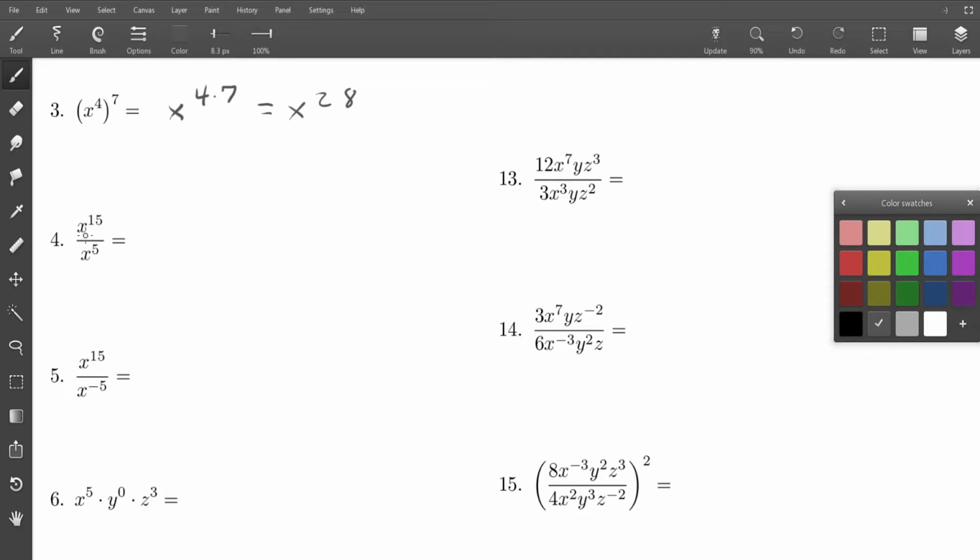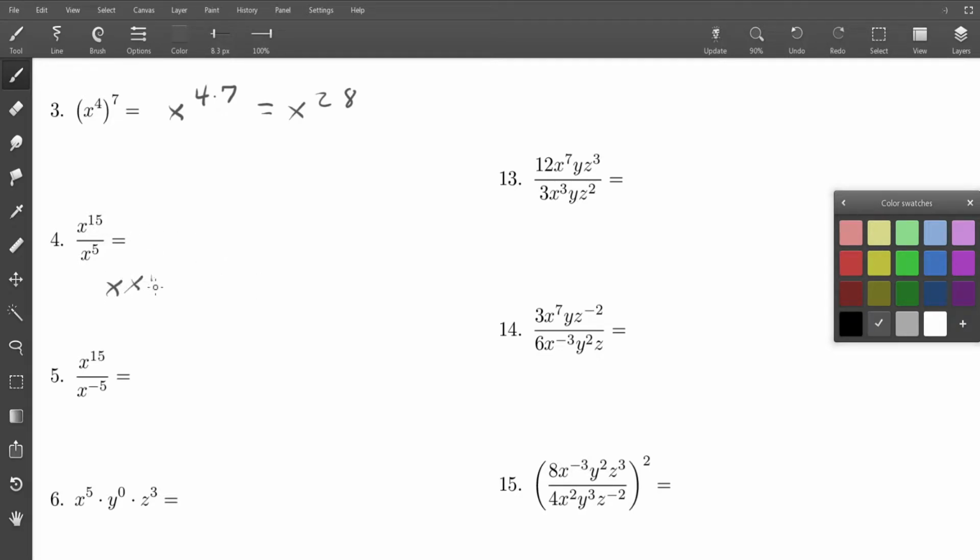Next, we have a division problem. So we have x to the 15th divided by x to the 5. Now, it is very tempting. You might be tempted to say, okay, well, 15 divided by 5 is 3, so this is going to be x to the 3rd, right? But this is incorrect. So you want to make sure that whenever you're dividing powers of some similar base, so here in this case powers of x, you're not just going to divide the powers. That would be incorrect.